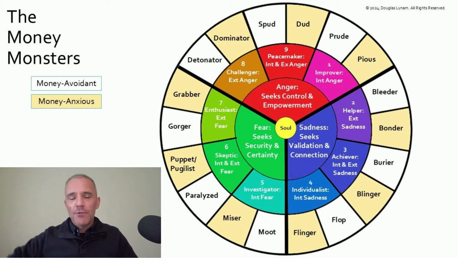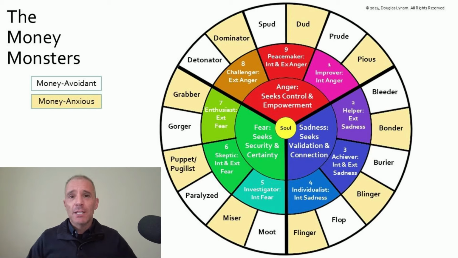But then on the flip side, if you're money anxious, then you would be the dominator. And the dominator would be, what was that show, Succession? If you ever saw that, the lead character in there is a good example of a dominating 8, somebody who can't stop acquiring more and more and using it to really control and manipulate the people around them, which can be very toxic.